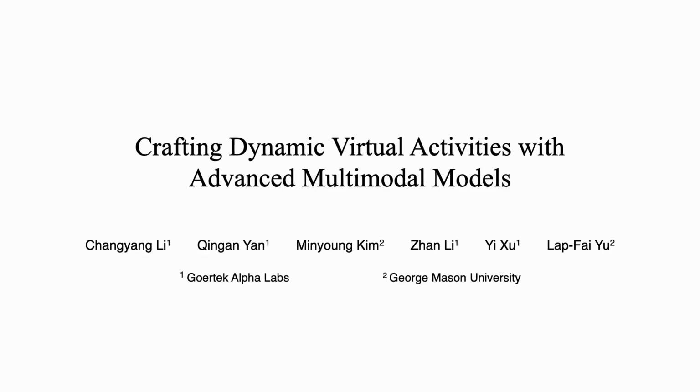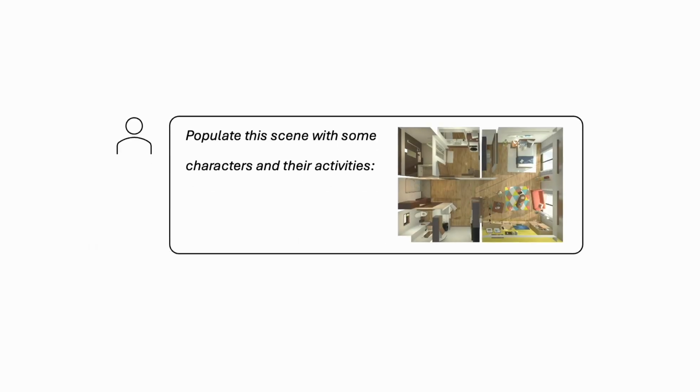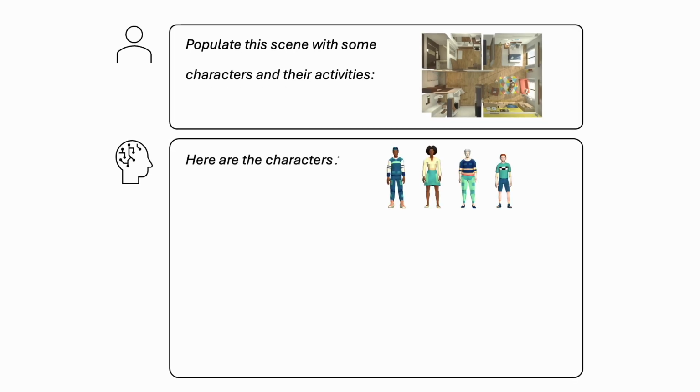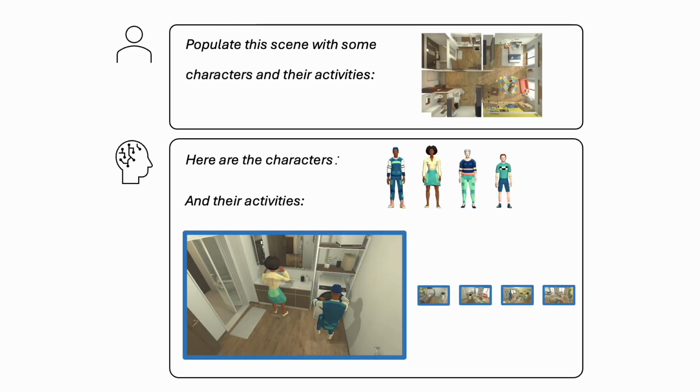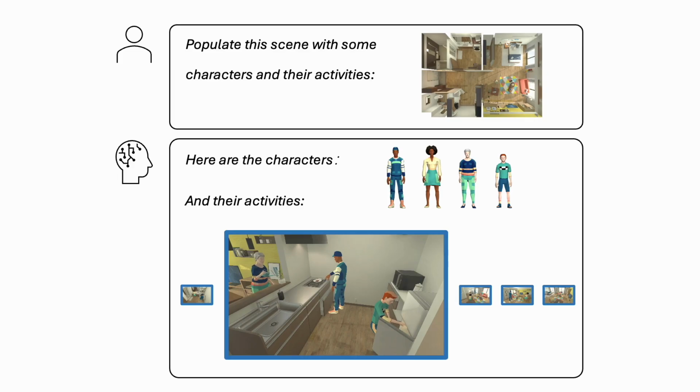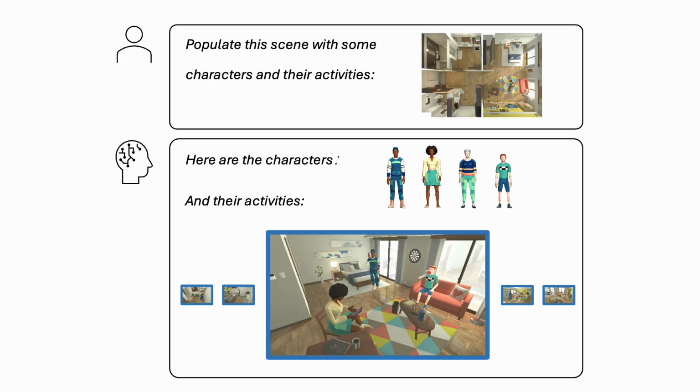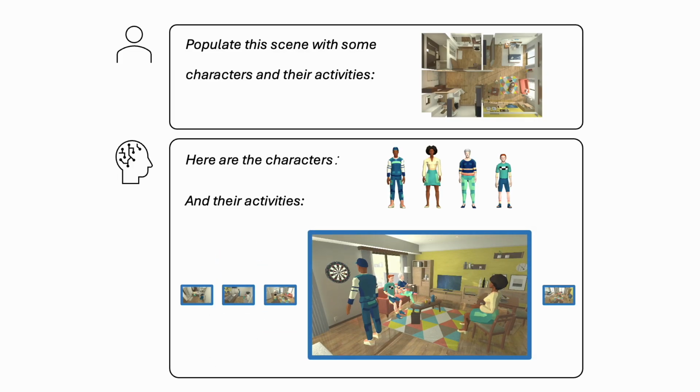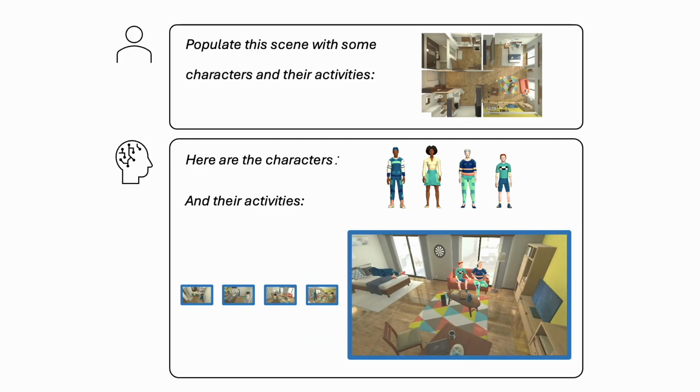In this paper, we investigate the use of multimodal large language models for generating virtual activities. Given a virtual environment as the input, our method leverages multimodal large language models to automatically generate contextually realistic character interactions. The output is a sequence of scene snapshots captured at distinct keyframes.